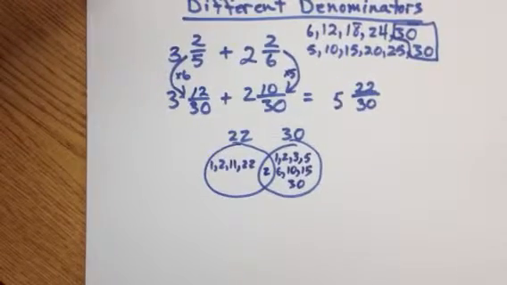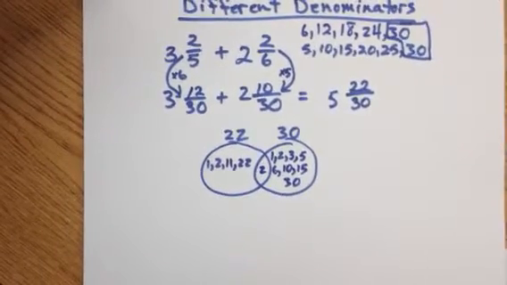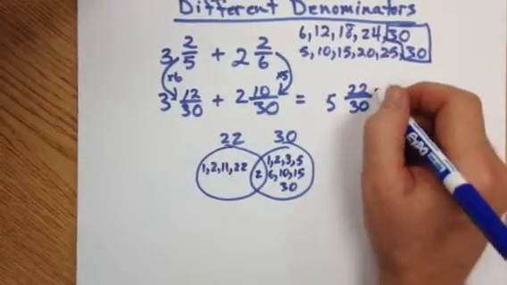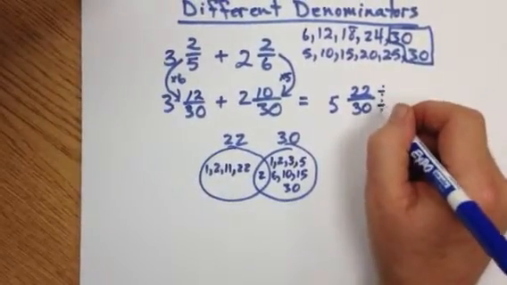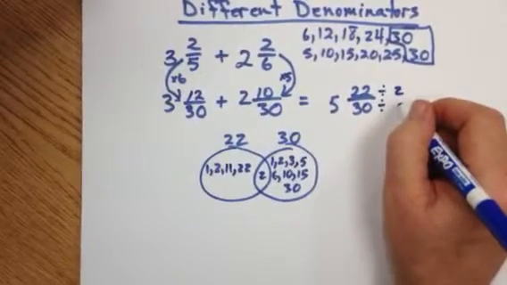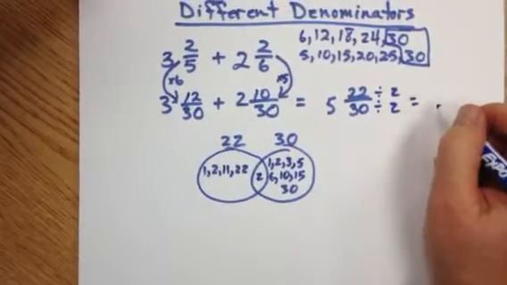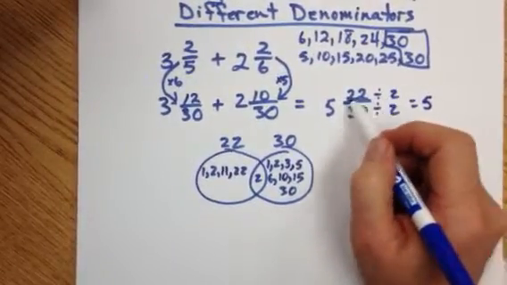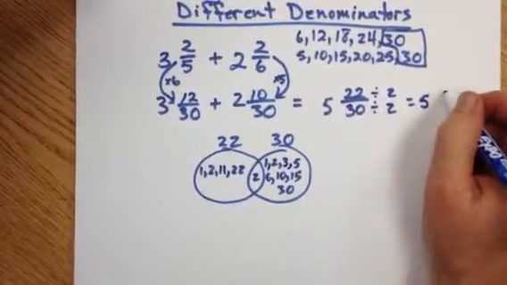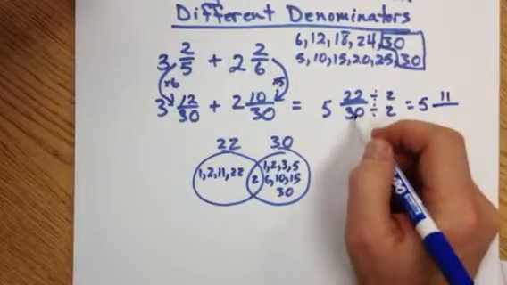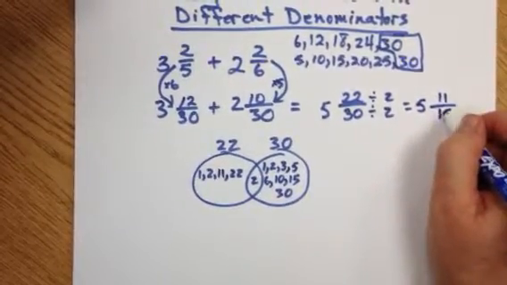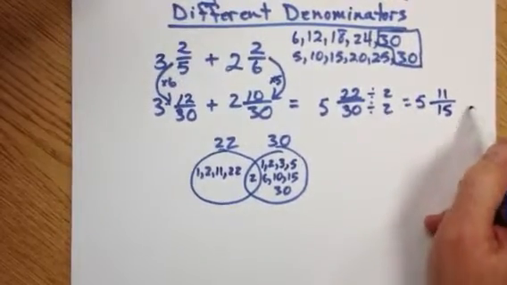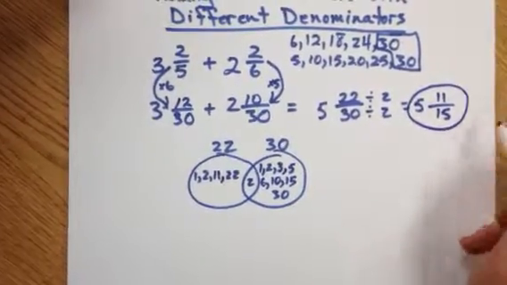Now if we look for common factors here, our only common factors are 1 and 2. 2 is the only one that we're worried about, because if we divide our fractions by 1, we'll end up with the same thing. So we go ahead and divide our numerator and denominator by 2. Our whole number doesn't change. Now we just divide our numerator. 22 divided by 2 is 11. And 30 divided by 2 is 15. Because we found the greatest common factor, we know that this fraction is in lowest terms.